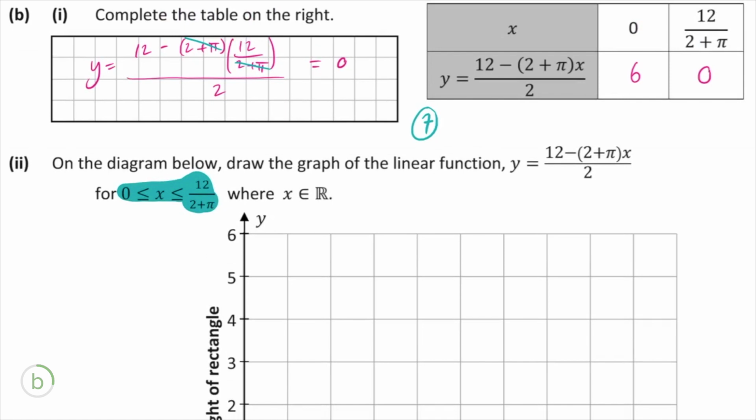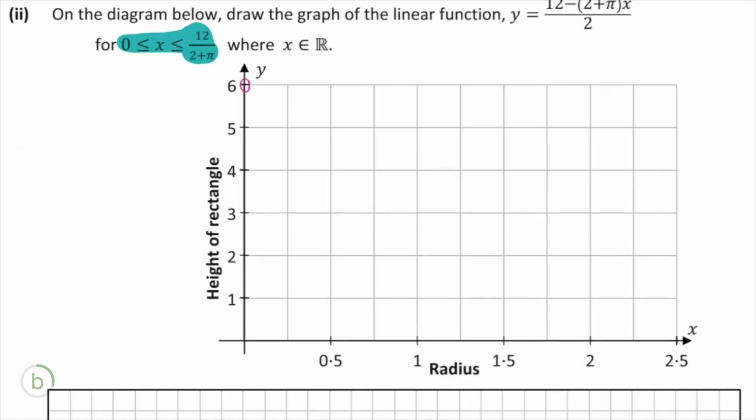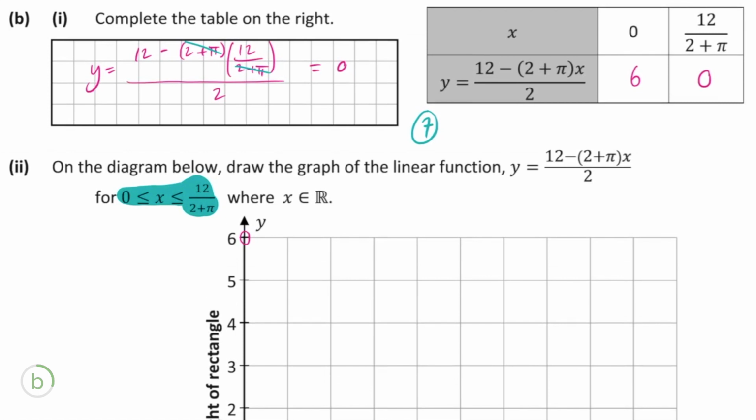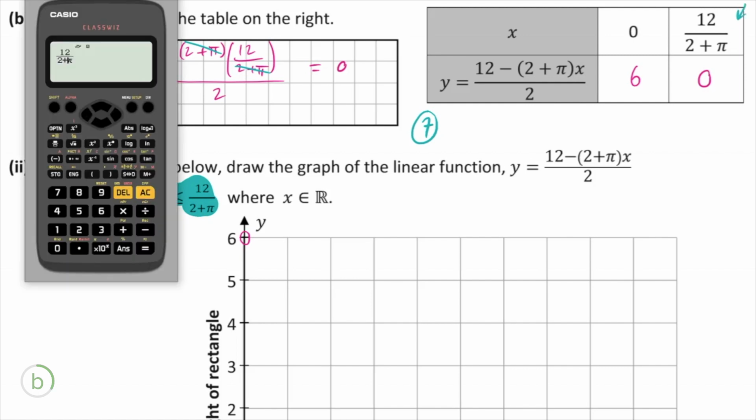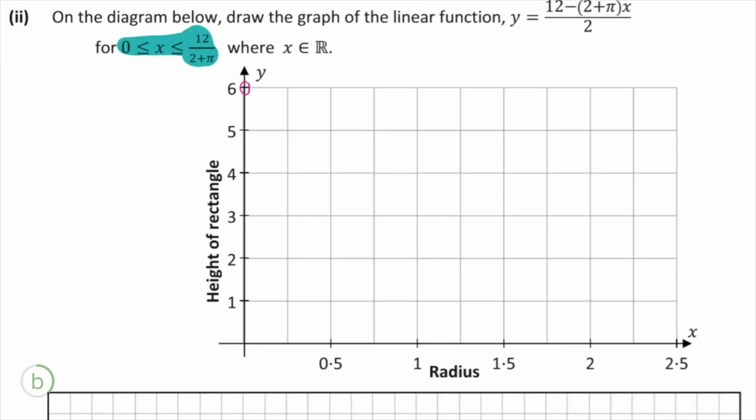When we plug in x equal to 0, we know that y is equal to 6. So our line is going to start here. Actually we don't even need to use 1, because we have another x value up here for which we know the y value, and that happens to be 12 over 2 plus pi. If we put 12 over 2 plus pi in our calculator, as a decimal it's equal to 2.3339. So our point is going to lie on the x-axis somewhere around here.